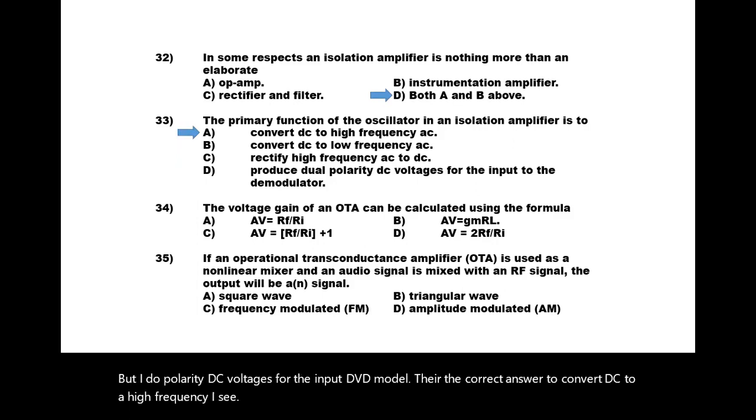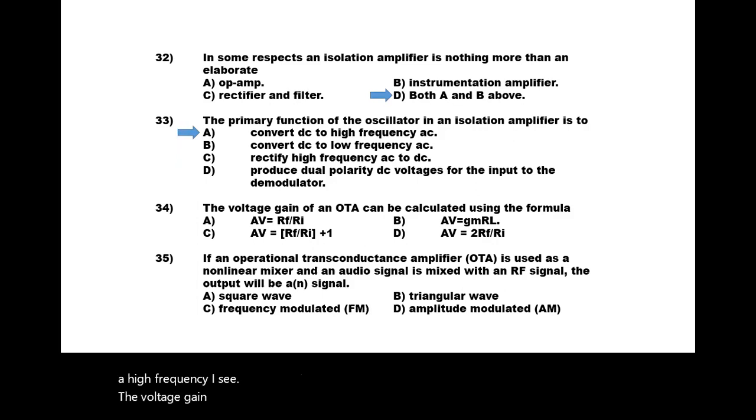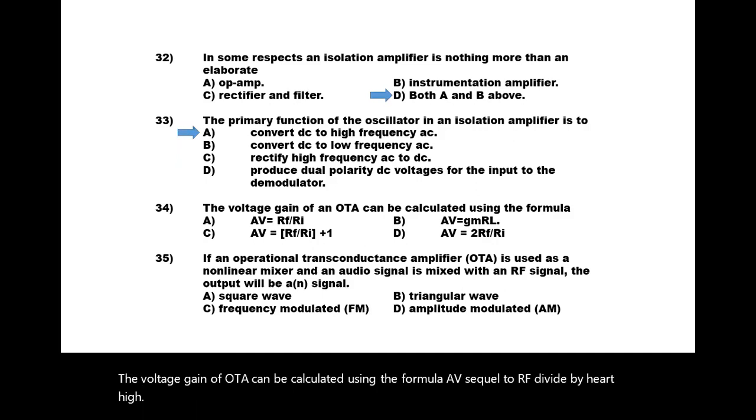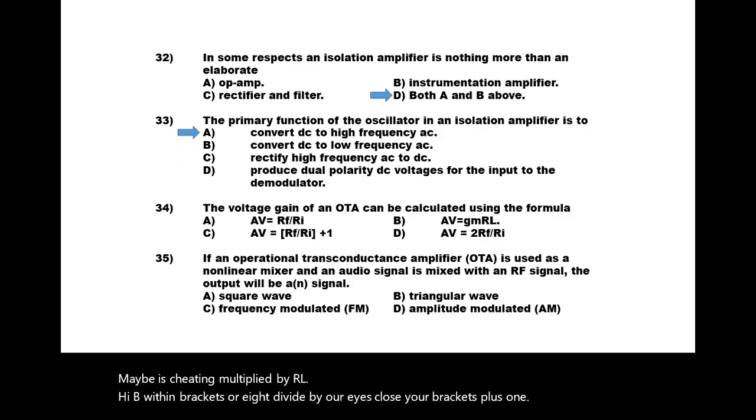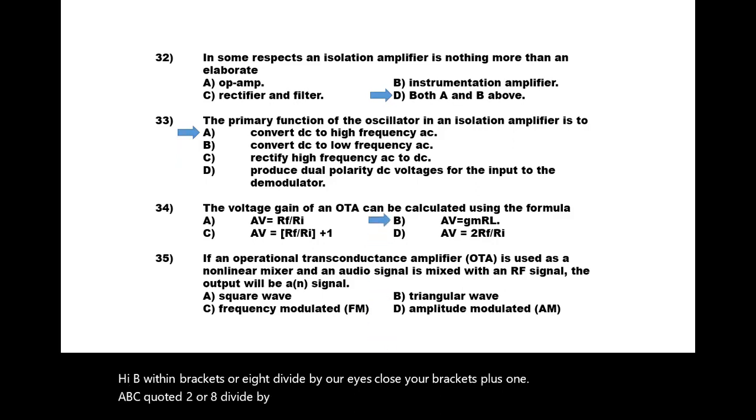The voltage gain of an OTA can be calculated using the formula AV is equal to RF divided by RI, AV is GM multiplied by RL, AV is equal to (RF divided by RI) plus 1, or AV is equal to 2RF divided by RI. The correct answer obviously is AV is GM multiplied by RL.